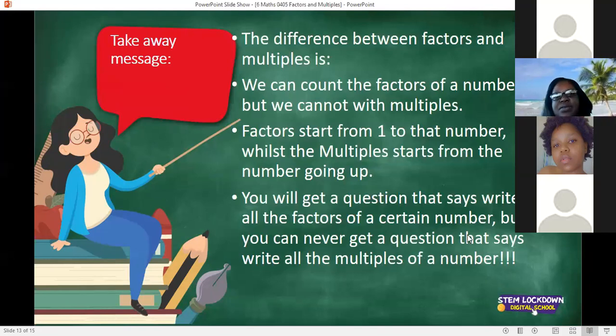In summary, the difference between factors and multiples is we can count the factors of a number, but we cannot count the multiples. Factors have an end. Multiples do not end. Factors start from 1 up until that number, as most of the learners that answered told us. The multiples start from that number going forward. We say that the multiples are infinite, meaning they do not have an end. You'll get a question that says, write all the factors of a certain number, but you can never get a question that says, write all the multiples of a number. Every time you think about factors and multiples, I want you to think about that.